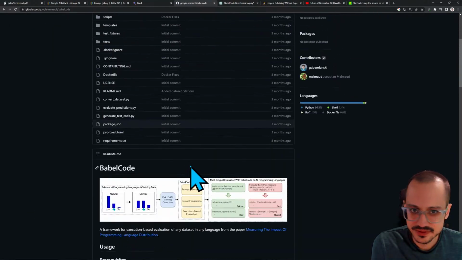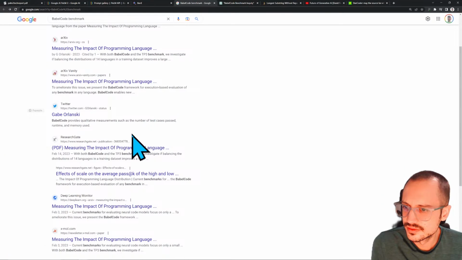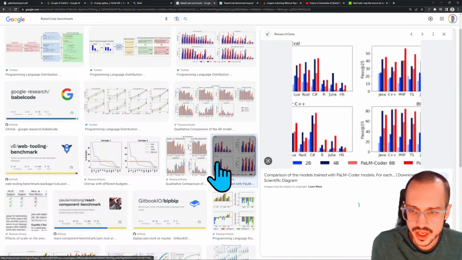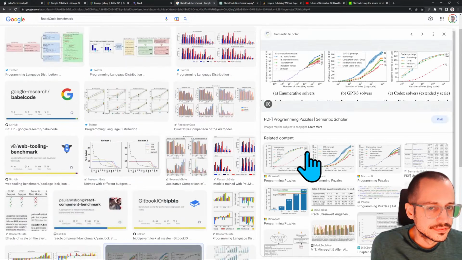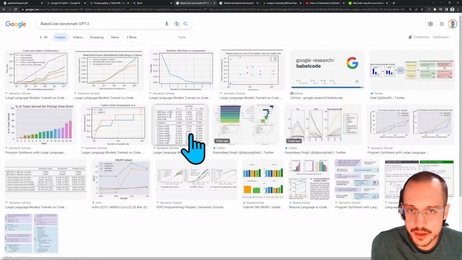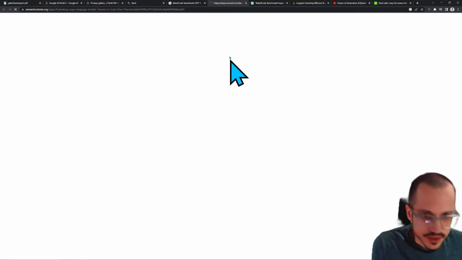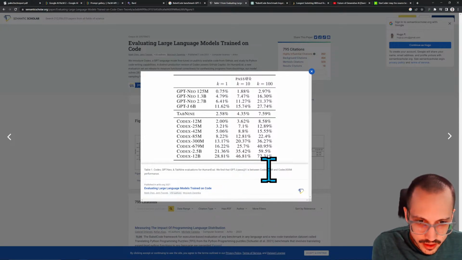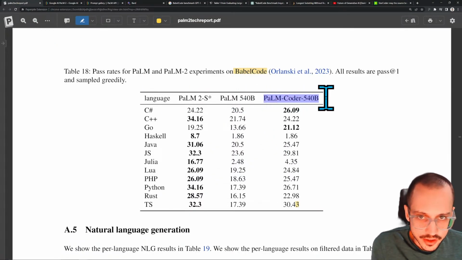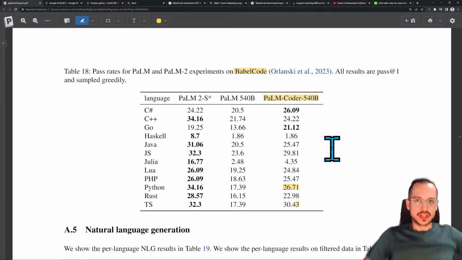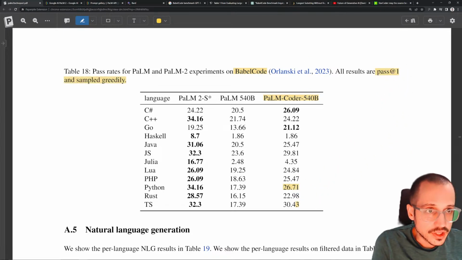Do they have a table here? Babel code GPT 3. I just need one number. Here we go. This is it. Boom, we found it. We introduce Codex, and here I'm assuming this is Babel code. Human eval, pass at 1. Codex 12 billion is getting 28% right here, 28%. PaLM Coder, I'm going to say 26%. Okay. So we don't know exactly if it's the same benchmark, but that number seems about right.